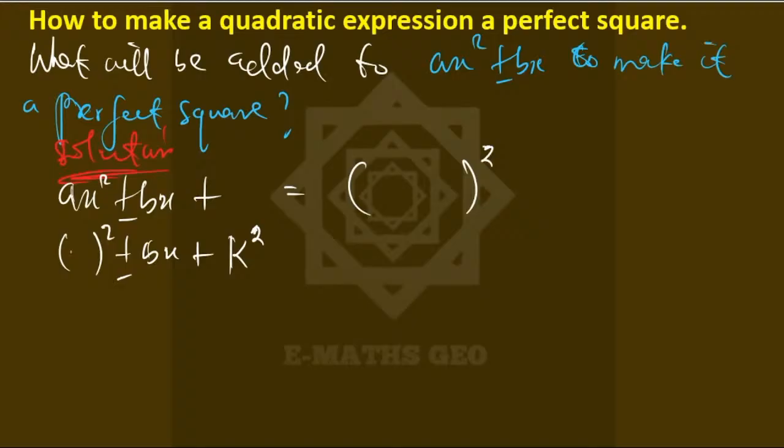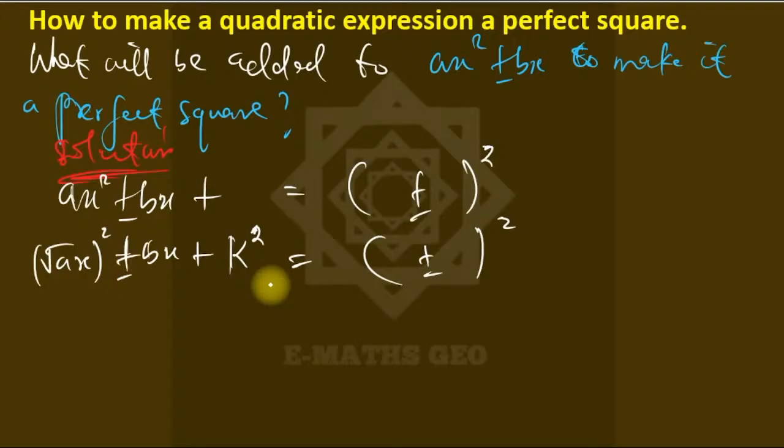So it's now root a x, all squared, which is still correct because root a all squared is a, and x squared is x squared. We don't know what is inside the square, but we know it must be plus or minus. From our definition, we are settled with the first and last terms. Then k squared, but we don't know the value of k. Let's get k. And how do you get k?